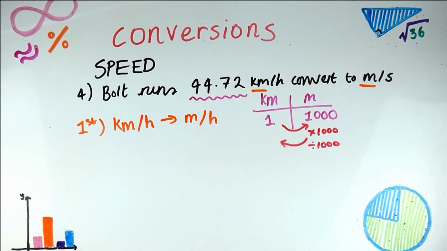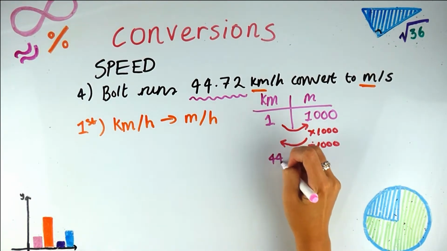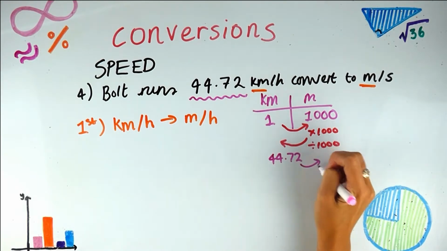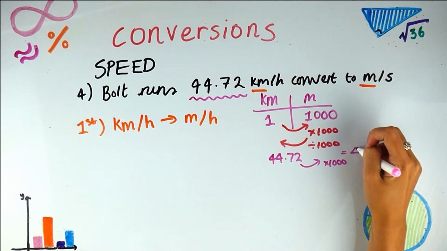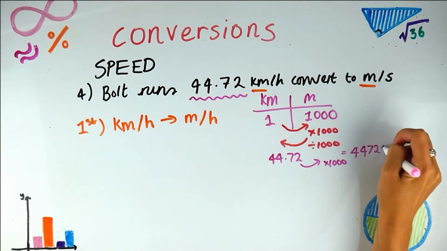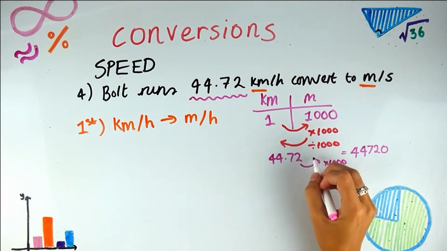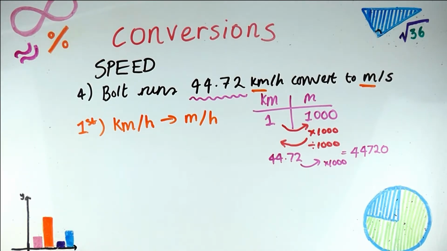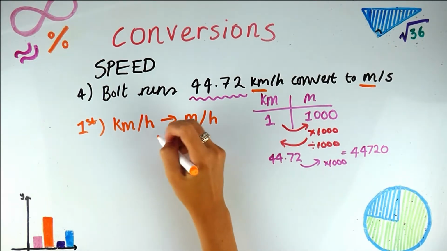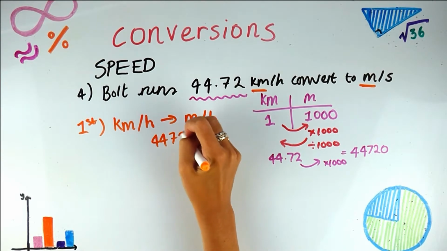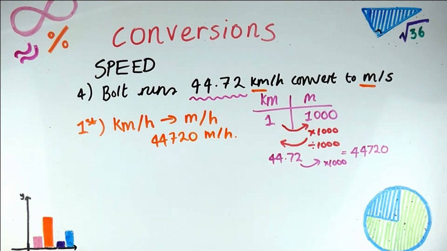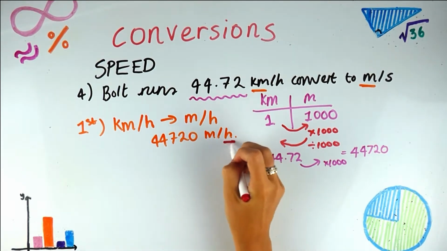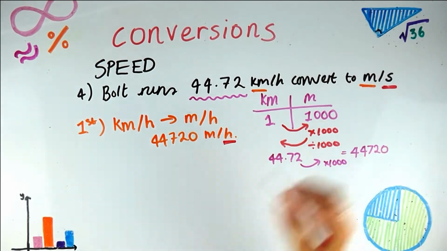So what do I have? I start with kilometers per hour. So I have 44.72, and I'm going this way. So I'm going to multiply by 1,000. And that is going to give me 44720. Move the point 3 times. Yeah, that's correct. Okay, so I have 44720 meters per hour. It's not what I want though. I want to now convert the hours into seconds.